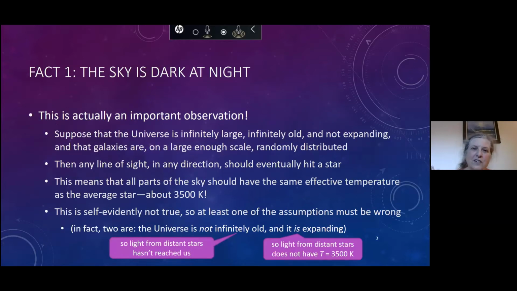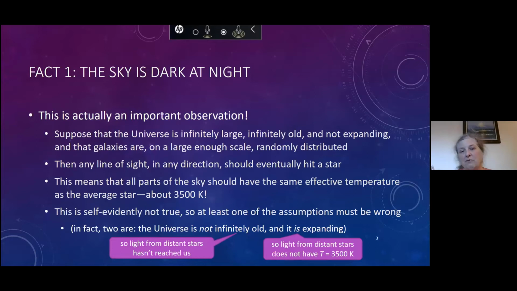And Malcolm's first fact was something that seems obvious. The sky is dark at night. And though this seems trivial, it's actually an important observation. And to see why it's important, think about the universe as it had been imagined more or less since the time of Isaac Newton. And Newton considered the universe to be infinitely large, because otherwise, under Newton's theory of gravity, it would collapse in on itself. And he considered that it would appear infinitely old, and there was no reason to believe that it was doing anything in particular, and specifically, it was not expanding.